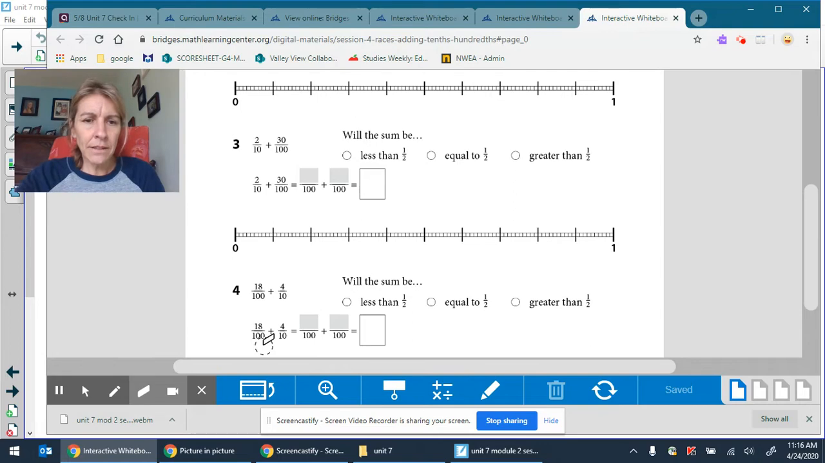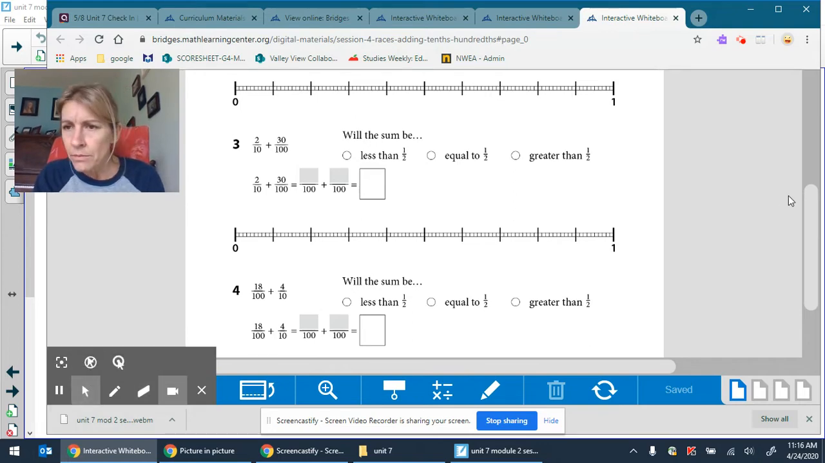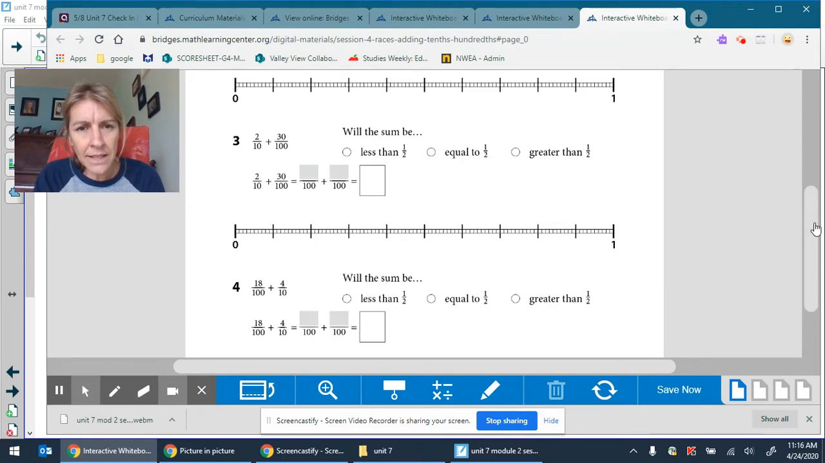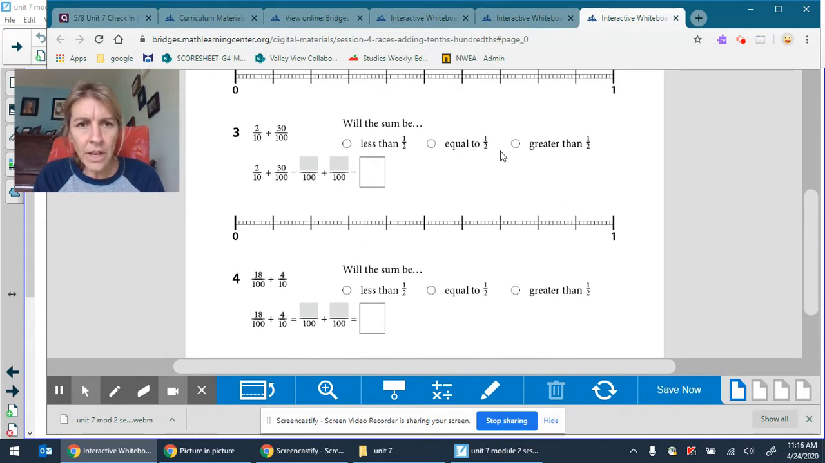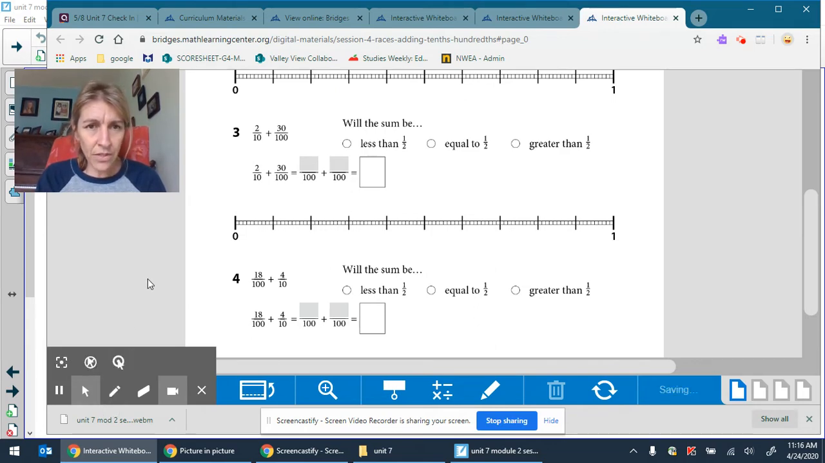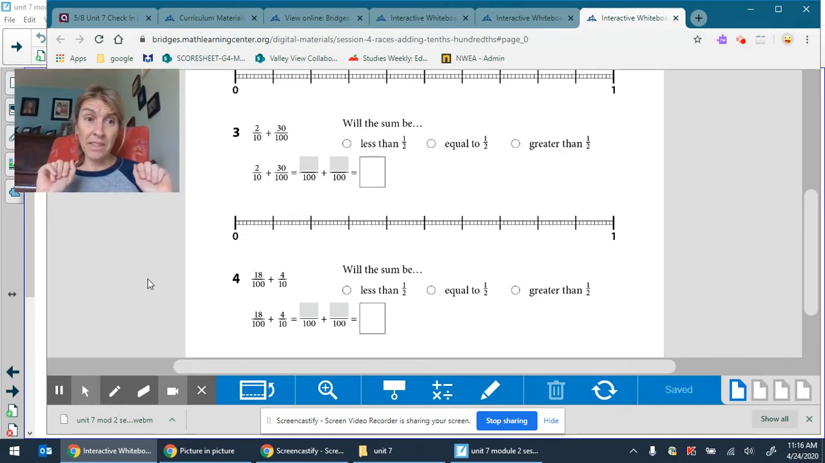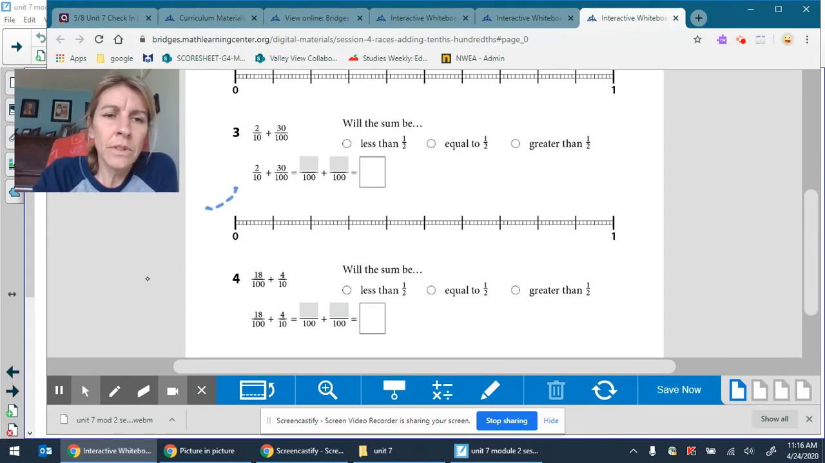Okay, let's go down just a little bit. Let's make sure there's nothing else. This will be the last thing I do before I introduce what the game would have been. Number 3 says 2/10 plus 30 hundredths. I'm going to stop right there because they have different denominators, the number on the bottom. We can't add fractions unless they have the same denominator.